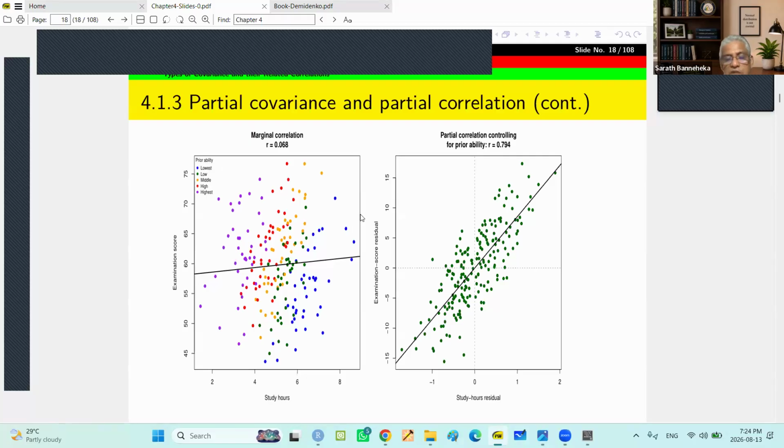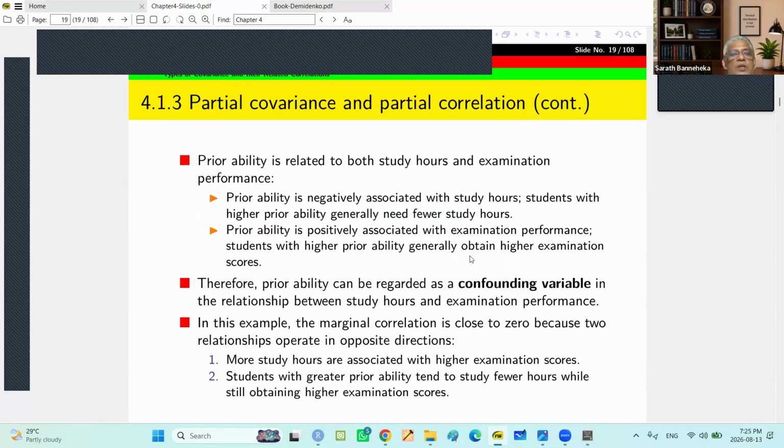Or in other words, in regression, instead of fitting a regression line to the whole data set, you can consider prior ability as another variable and include that into the model. So in that case, your model will be more suitable, right?